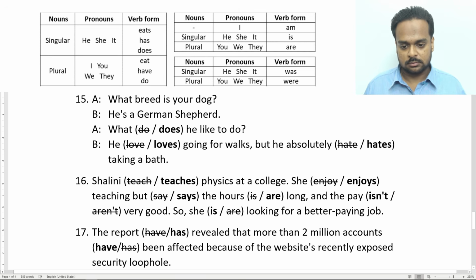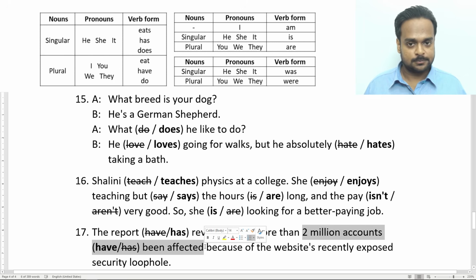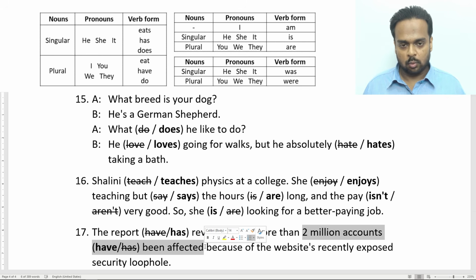Now in this last sentence, you see 2 million accounts have been affected. This is in the passive voice. Now, as far as subject-verb agreement goes, it doesn't matter whether a sentence is in the active voice or the passive voice. You just look at the subject and you apply the correct verb form.